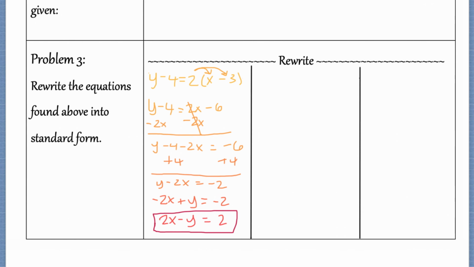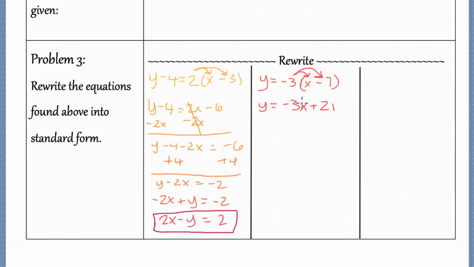So for the second one, the equation we had gotten from before was y is equal to negative 3 times x minus 7. So we're going to write this out in standard form. But remember, first we have to distribute. We're going to start with y is equal to, and then we're going to distribute negative 3 times x, which is negative 3x, and then negative 3 times negative 7, which is plus 21.